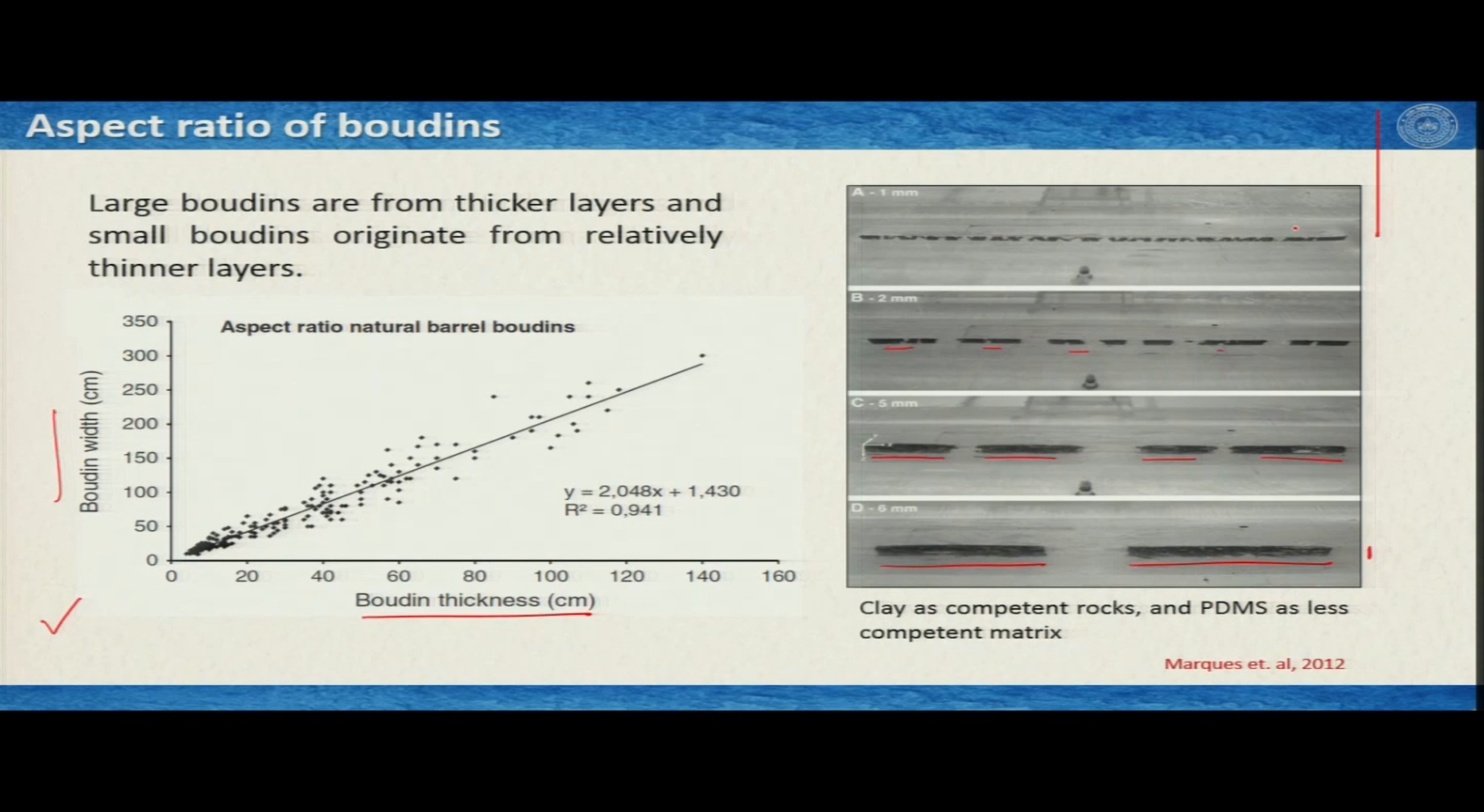Now, you can also see one more very important thing, we will see this also in the illustration, that the gap between these two is smaller than this gap.